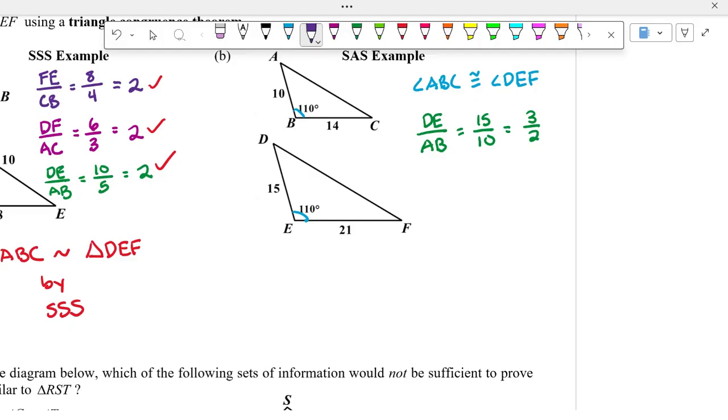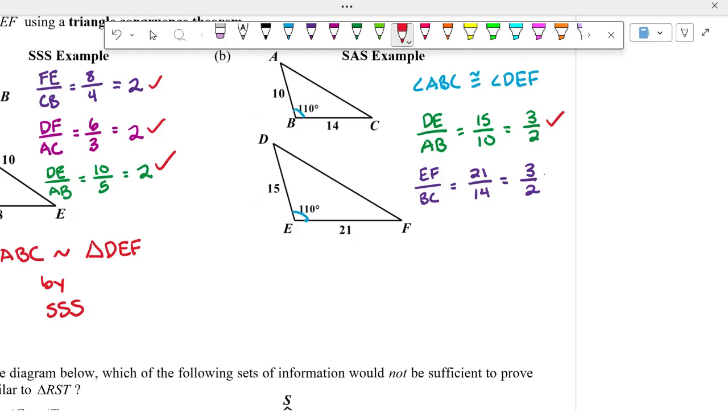Now, what about my last set of corresponding sides? First off, what are they? EF and BC. So I'm going to do EF, because I did DE first on the previous one, over BC. So that'll be 21 over 14. If I simplify that fraction, will I still get 3/2? Yeah. You can divide 21 and 14 by 7. 21 divided by 7 is 3. 14 divided by 7 is 2.